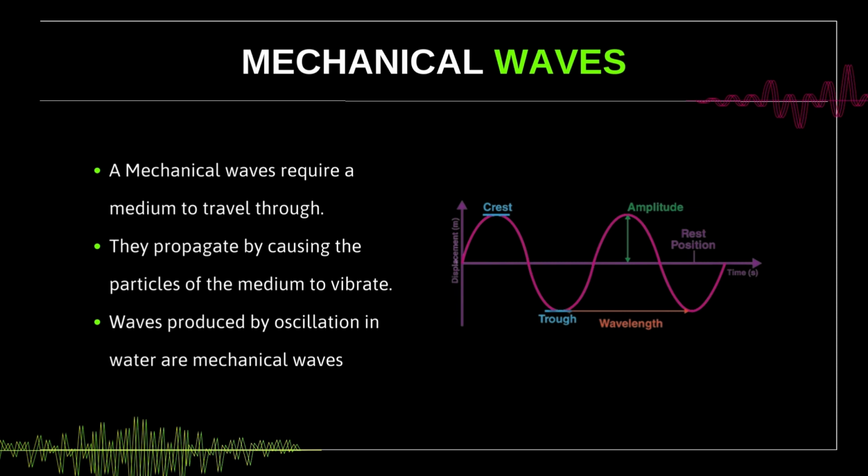Mechanical waves. Mechanical wave requires a medium to travel. They cannot travel through vacuum. They propagate by causing the particles of the medium to vibrate. Waves produced by oscillation in water are an example of mechanical wave.